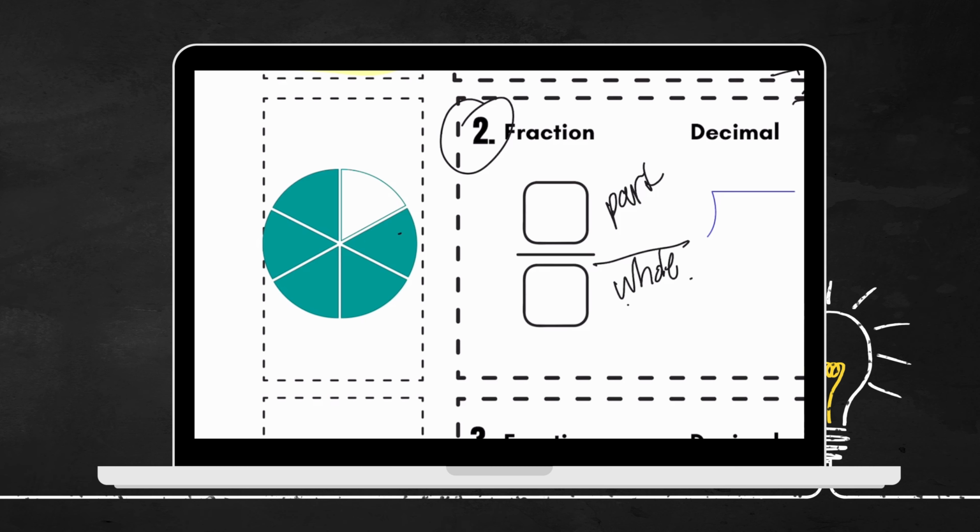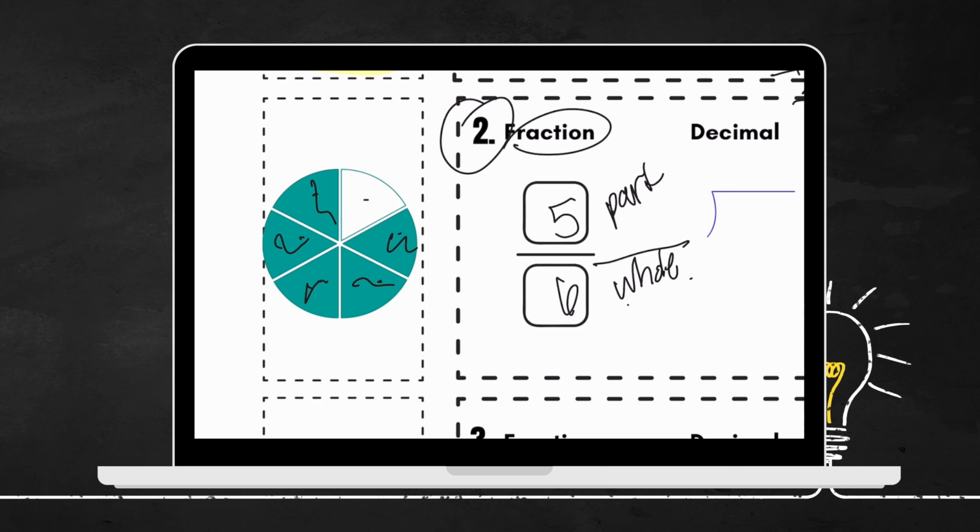Let's count 1, 2, 3, 4, 5, 6. The dot didn't show up. So there are 6 slices in the whole pie or pizza. But the part that you get is what's shaded. So 6 minus that 1 slice means you get 5 of those slices. 1, 2, 3, 4, 5. So this is the fraction 5/6.